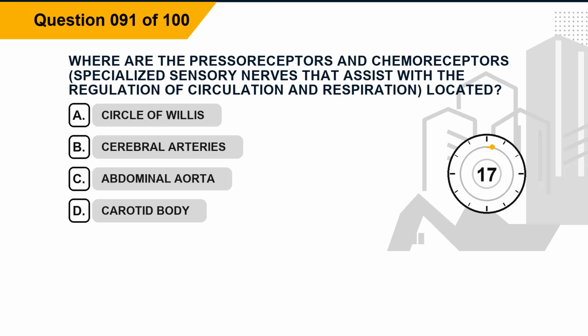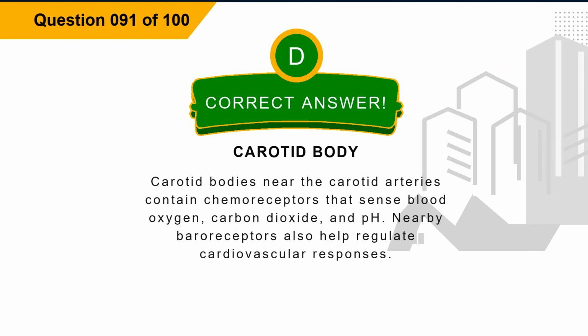Question 91. Where are the pressure receptors and chemoreceptors, specialized sensory nerves that assist with the regulation of circulation and respiration, located? Option A, circle of Willis. Option B, cerebral arteries. Option C, abdominal aorta. Option D, carotid body. The correct answer is option D, carotid body. Explanation: carotid bodies near the carotid arteries contain chemoreceptors that sense blood oxygen, carbon dioxide, and pH. Nearby baroreceptors also help regulate cardiovascular responses.